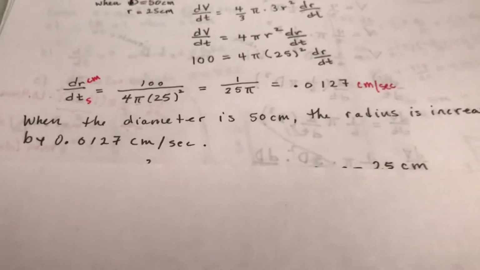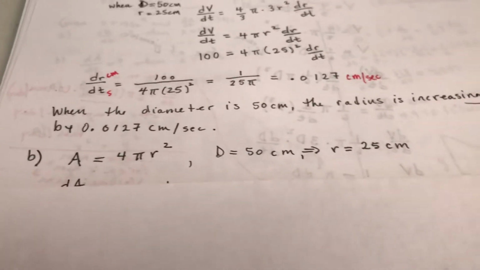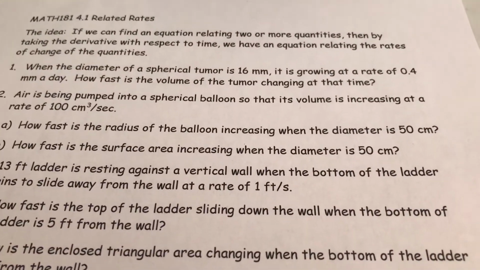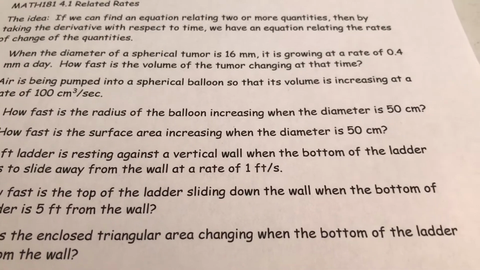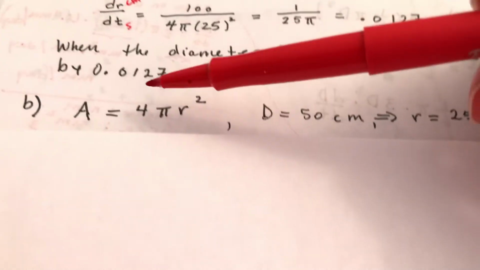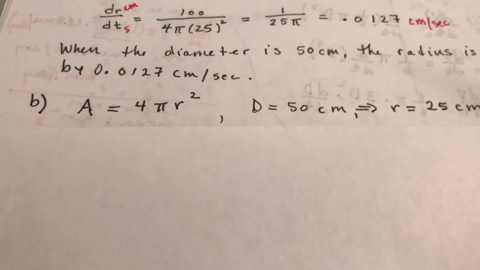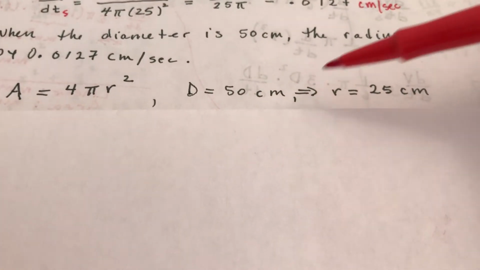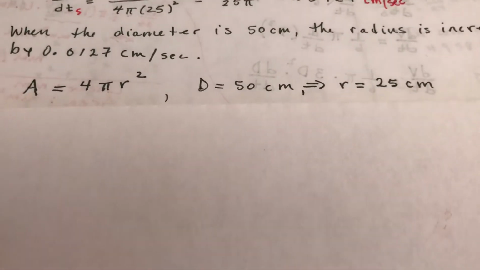Now, let's look at part B. It says, how fast is the surface area increasing when the diameter is 50 centimeters? Now, surface area, the area of a sphere is 4 pi r squared, and we're given again that the diameter is going to be 50 centimeters at that point. Radius will be 25 centimeters.